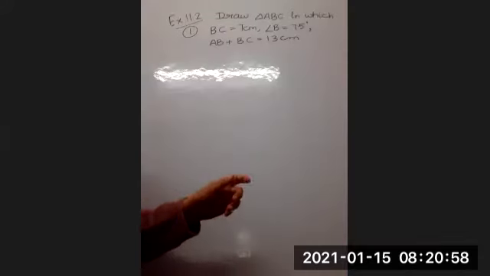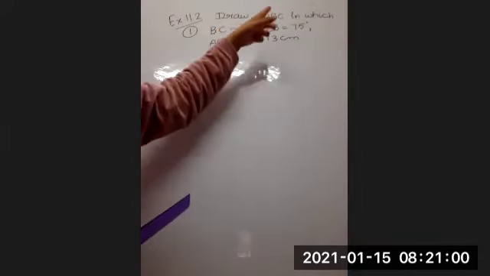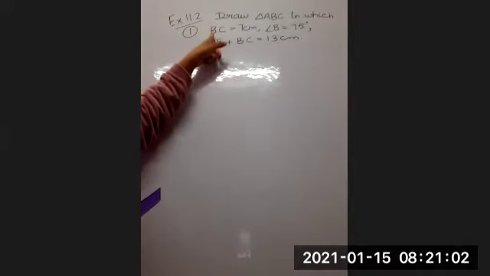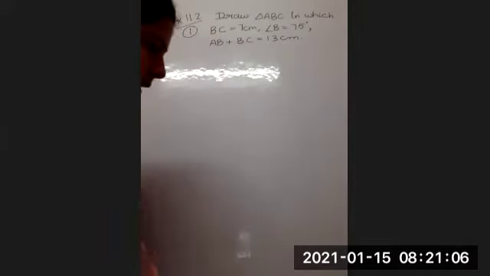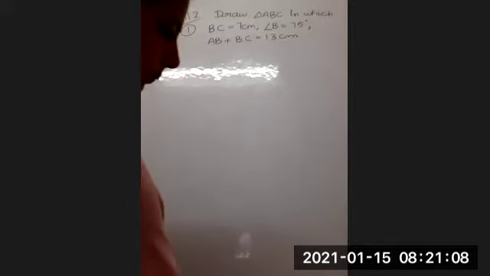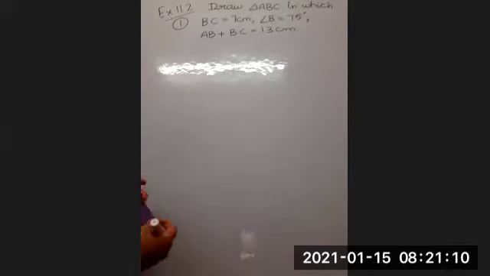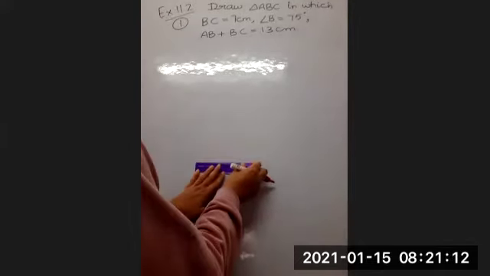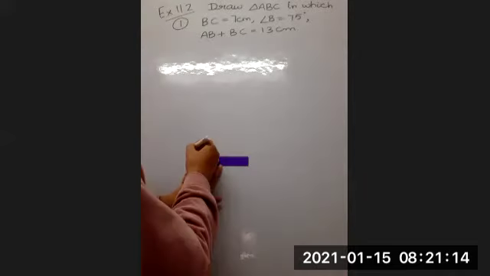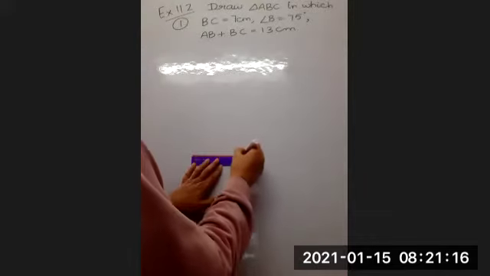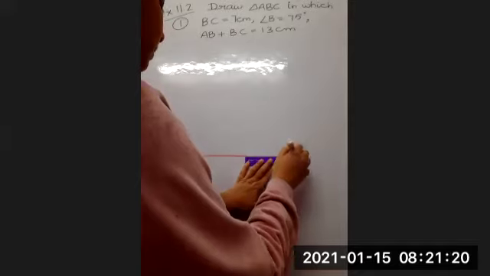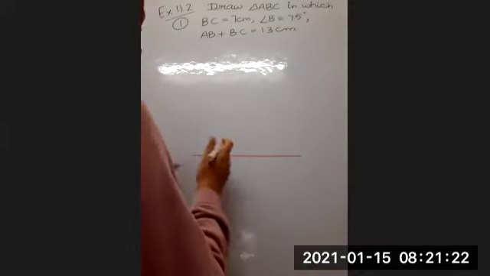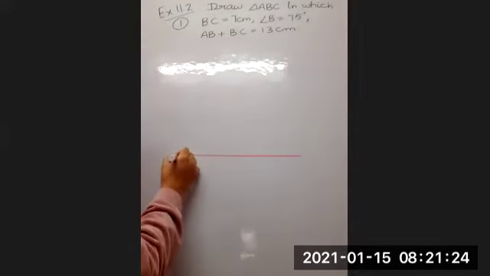Okay, children. We have to draw a triangle ABC in which BC equals 7 centimeter. So what you are going to do is you just draw a line segment equal to 7 centimeter with the help of scale. Okay. I will draw a little bigger than the dimensions.